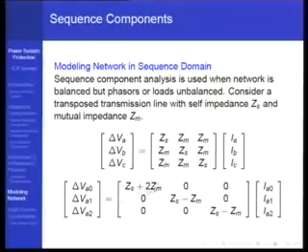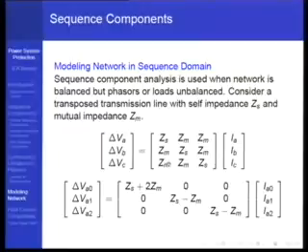So what do you get? You get ZS, the self impedance, and ZM, the mutual impedance between the conductors. So ZS plus 2ZM is the zero sequence impedance, ZS minus ZM is the positive sequence impedance, and ZS minus ZM is the negative sequence impedance. So what do you see? You see two things. One, if the transposition was there on the network, then the sequence components are decoupled from each other, right? So each of the sequence components can be analyzed independently.